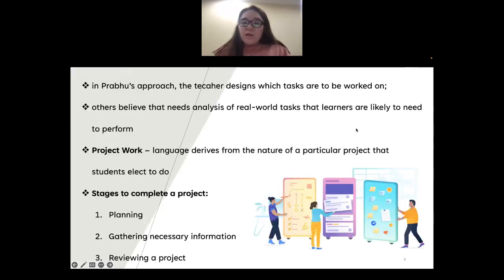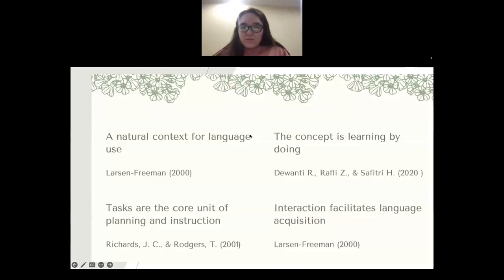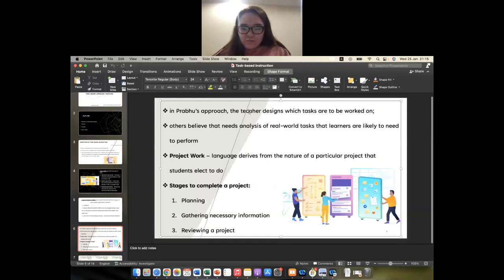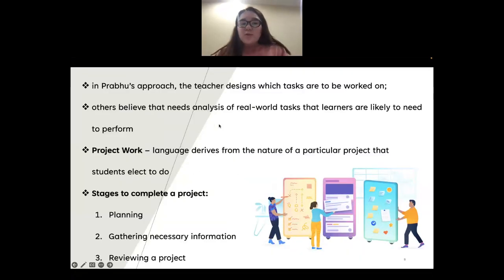So in the practice approach, the teacher designs which tasks are to be worked on. Others believe in needs analysis of real-world tasks that learners are likely to need to perform. So other scholars claim that firstly the teacher should analyze the learners' needs and preferences, and then it should also be connected to real-world tasks. For example, asking for directions and working with maps to find your location.